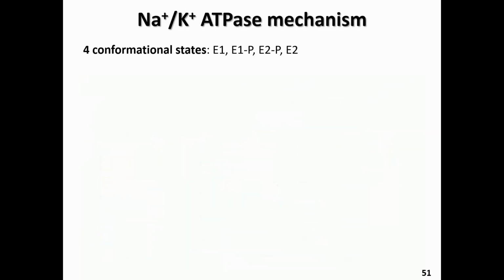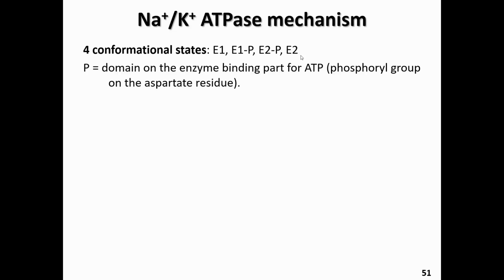So in terms of the mechanism of how this works, there are what are considered 4 conformational states that relate to the shape of the enzyme itself, named E1, E1P, E2P, and E2 in succession, as you can see here, where P refers to the domain, that portion of the enzyme where the ATP molecule binds. Specifically, the phosphoryl group of ATP will bind on the amino acid residue aspartate.